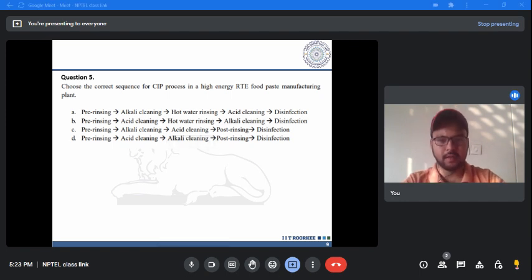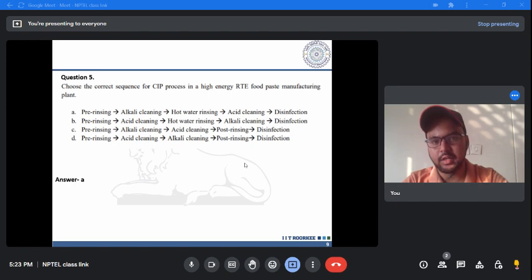Okay, so the right answer for this question is option A. First, pre-rinsing happens. Pre-rinsing means we need to pour water. Then we will clean it with an alkali treatment like KOH, some basic chemicals, potassium hydroxide or sodium hydroxide. Then hot water rinsing. Then again we will pour hot water to clean the alkali residues.